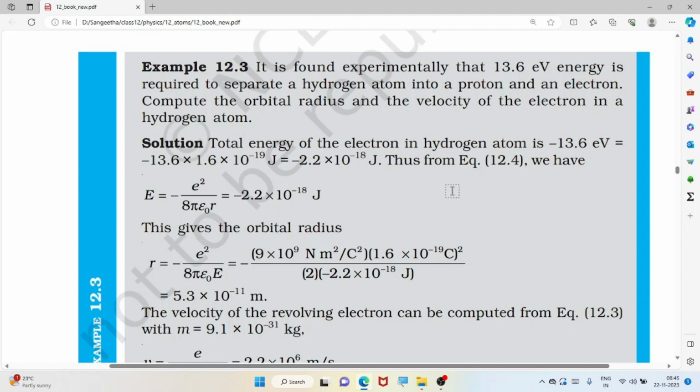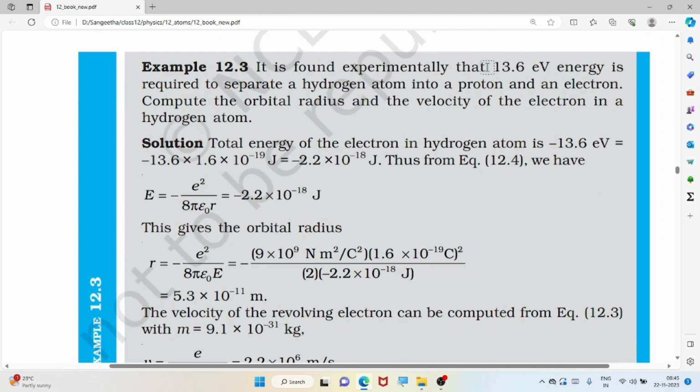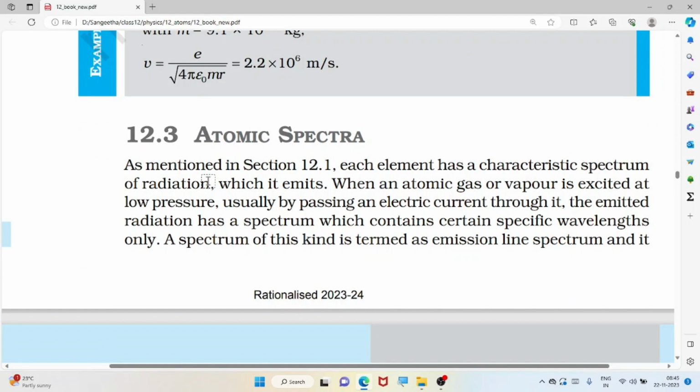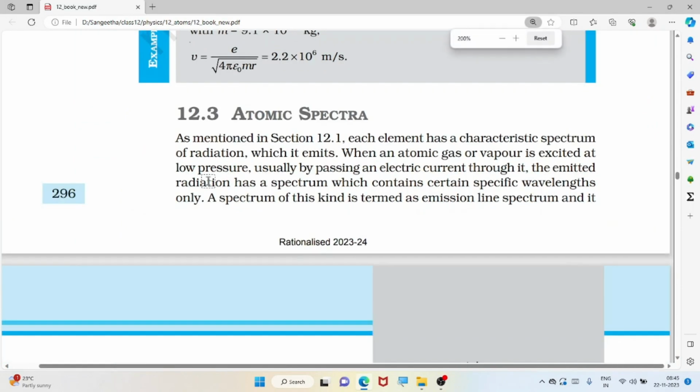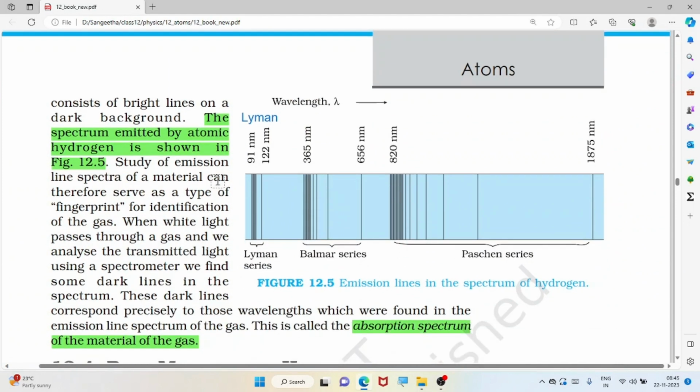Okay, so this is the energy, they are given the energy. This gives the orbital radius. So for the velocity, these formulas are given above, you can go through those formulas. Okay, these are the various series, wavelength, and series name, Lyman series. This is given in nanometers. Okay, nanometer, 10 power minus 9 meter.